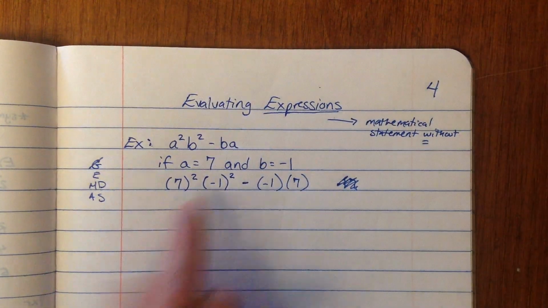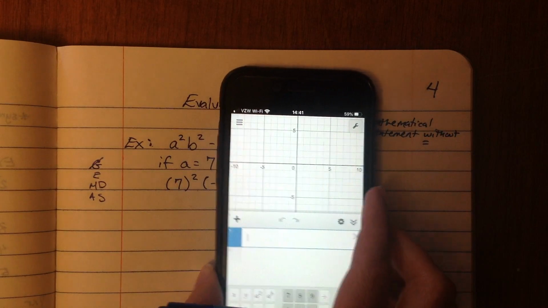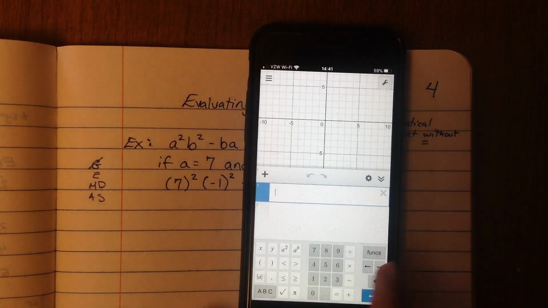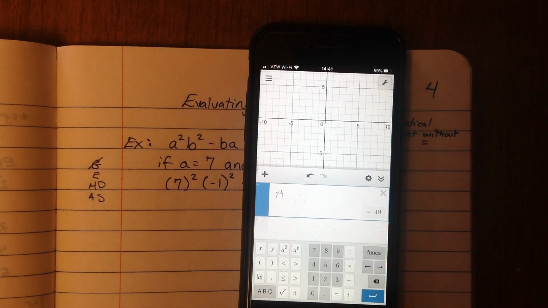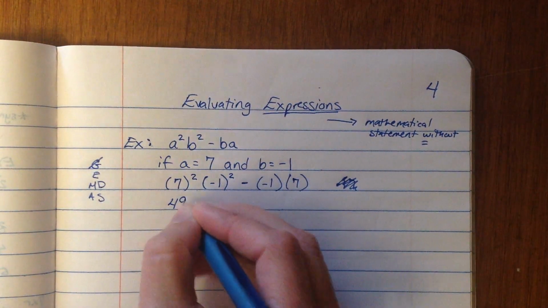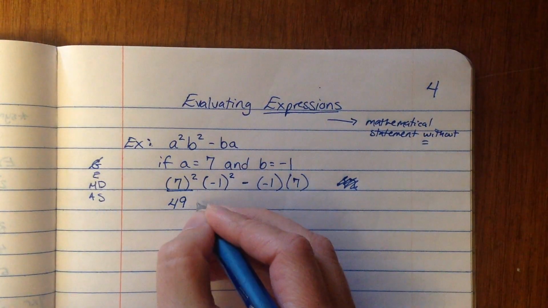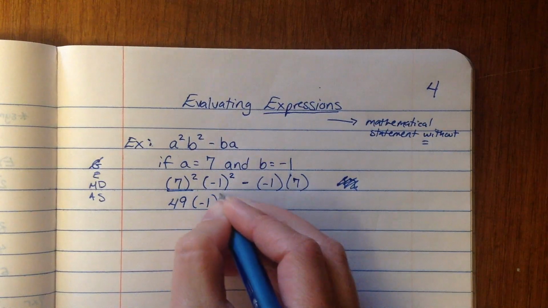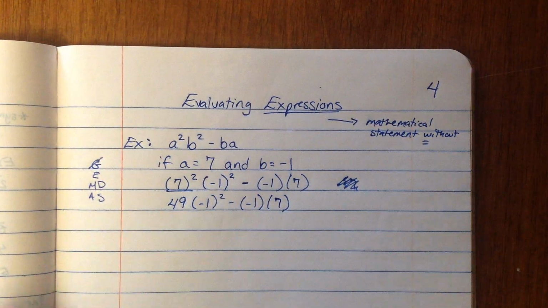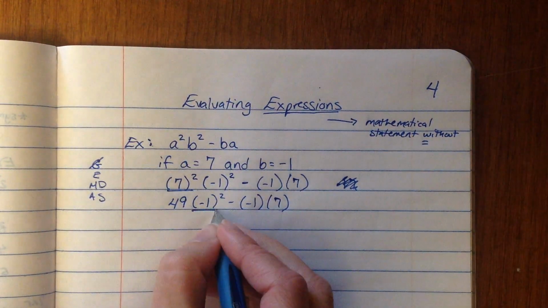So 7 squared, that should be one you have memorized, but if not, I'm going to open up Desmos on my phone here. You can open it up on your computer screen, and I'm going to type in 7 squared, and of course that's 49. So we've got the number 49, evaluating this. And then we're going to multiply that by -1 squared minus -1 times 7. Now we still have an exponent to do, and so we're going to work with this next.